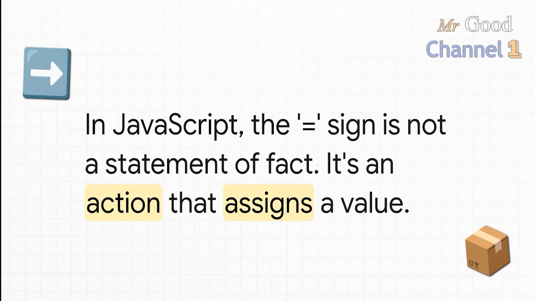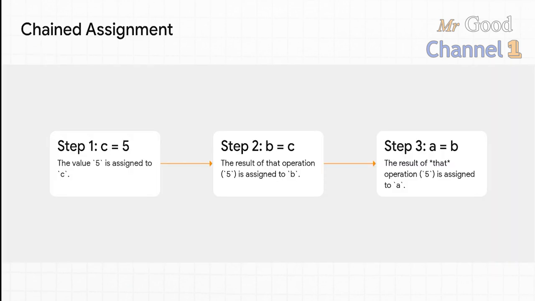It's not saying this thing is the same as that thing. No. It's an operator that takes whatever is on the right and actively assigns it to the variable on the left. It's doing a job. And here's the really cool part. Because it's an action, it also gives back a result, the value that was just assigned.